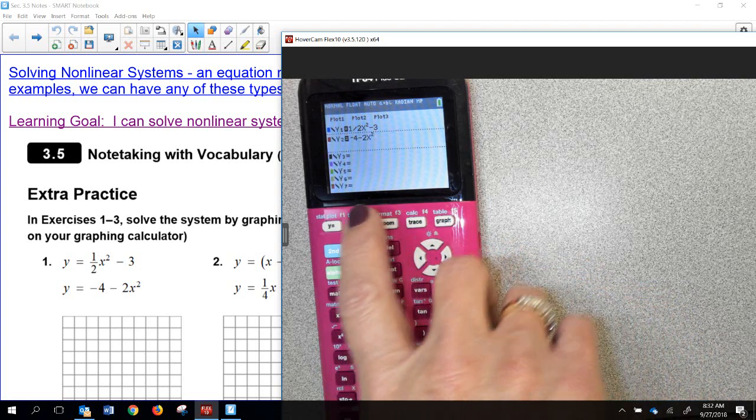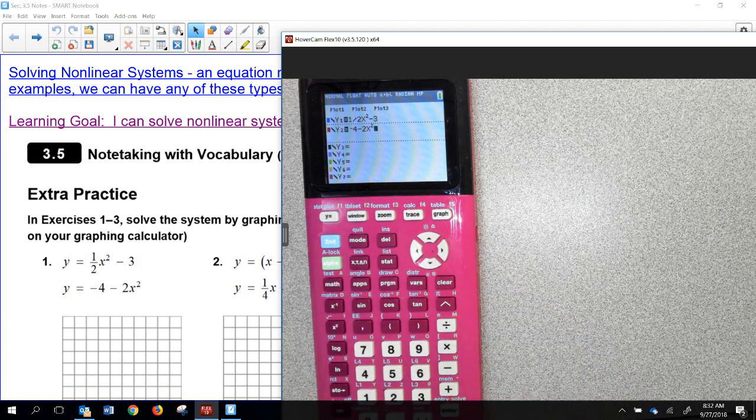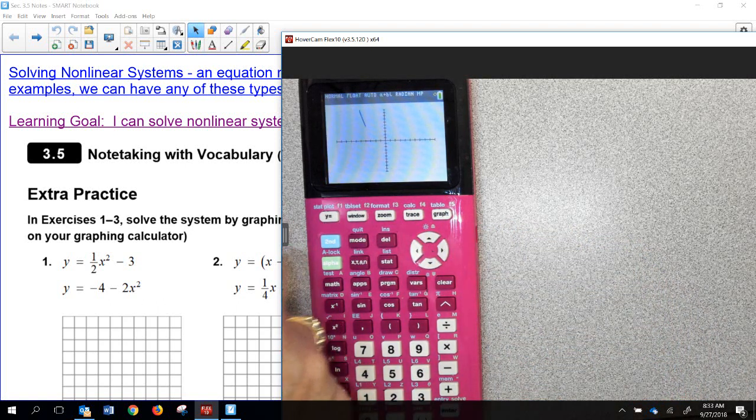Okay, so once we have them all in, we want to check that we have them in correctly. One thing I notice people doing, and then they get an error message, is they put a subtraction at the start of an equation. That's not going to work. You always have to start the equation with a negative. In between two terms, if you want them to subtract, you have to use the subtraction symbol. All right, so now we're going to do a zoom 6 to make sure we all have the same screen.